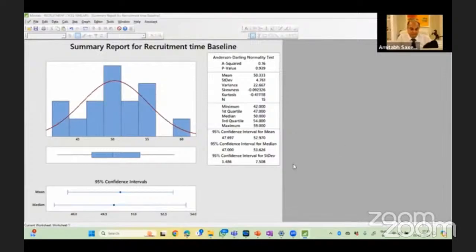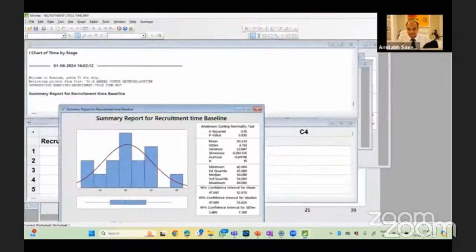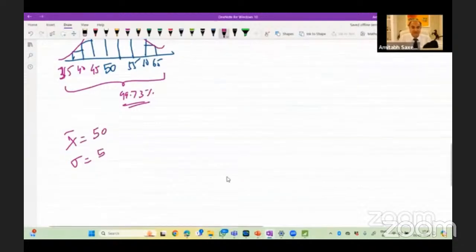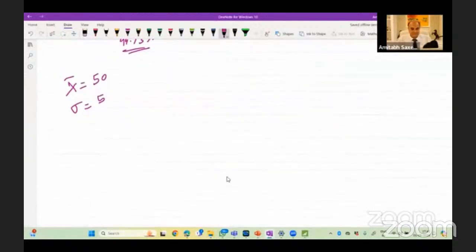Okay, now I have got an average, I have got a standard deviation. Now what to do with this? Again, going back to Mr. Gauss, he found, let's say here it was 50 days and a standard deviation of 5 days, that for all processes, now it is a theorem. Theorem means it is applicable to all the processes.